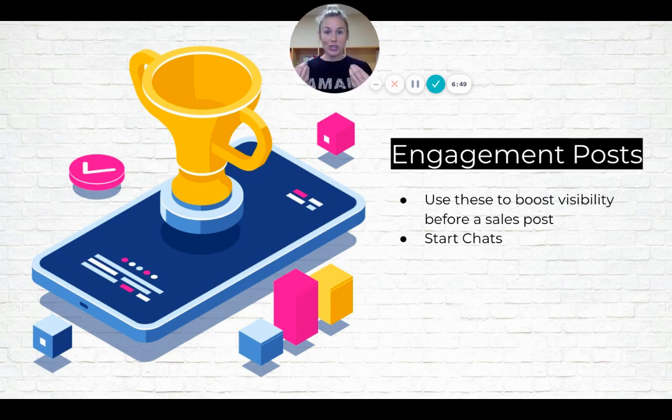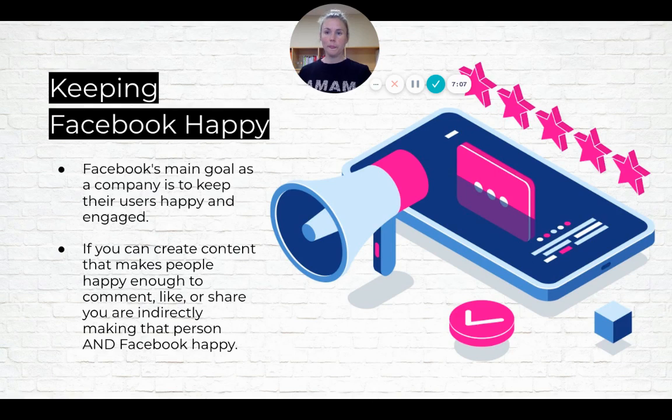And again, we're just understanding the Facebook algorithm: get people to stay on Facebook longer so we can show them more ads so we can make their money. We're going to get them to stay on Facebook longer by showing them things that are relevant, that they interact with, that spawn engagement. Okay, so we want to keep Facebook happy, right? This is our number one goal, especially if you're running paid ads. So again, Facebook's main goal as a company is to keep their users happy and engaged.